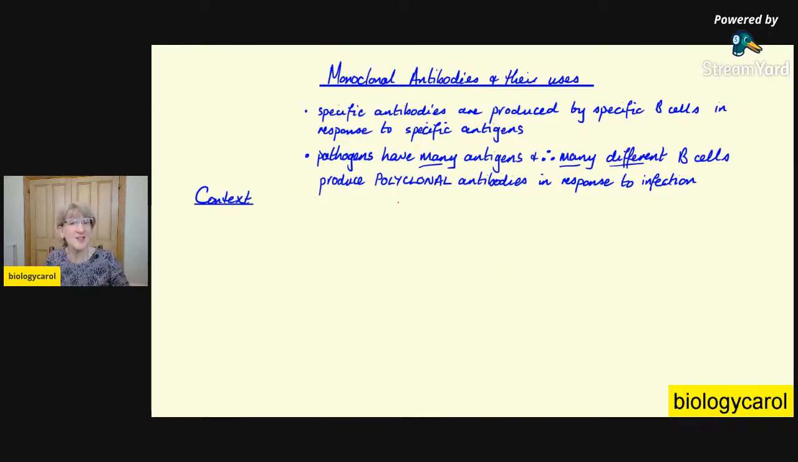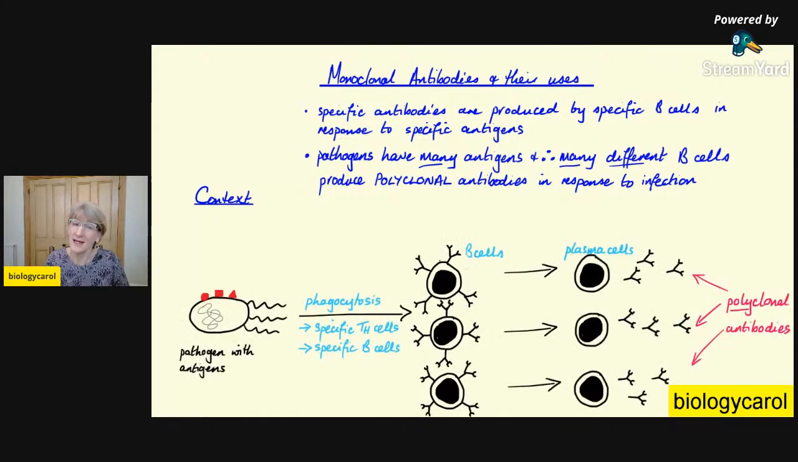So here's the shock, if you haven't realized this already, is that pathogens don't just have one antigen, they have many antigens. And therefore, as part of their immune response, and here's my fine diagram trying to summarize that, as a result of a pathogen having many different antigens on its surface, it is going to end up stimulating many different B cells.